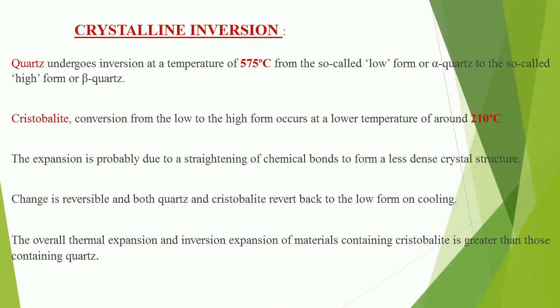Crystalline inversion or crystalline expansion, how does it take place? Basically in quartz and its allotropes, there is a change in the structure and they undergo inversion. In quartz, at a temperature of 575 degrees Celsius, it undergoes an inversion or crystalline change from the low form or alpha quartz form to the beta quartz form. And similarly in cristobalite, this conversion occurs at a lower temperature of about 210 degrees. This expansion can be explained by the straightening of chemical bonds, which leads to the formation of a less dense crystalline structure.